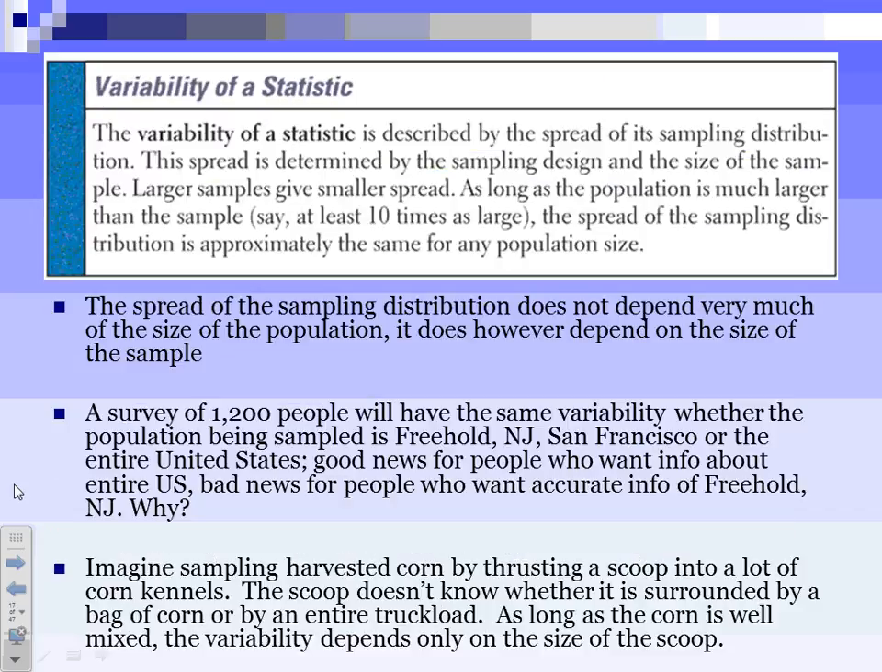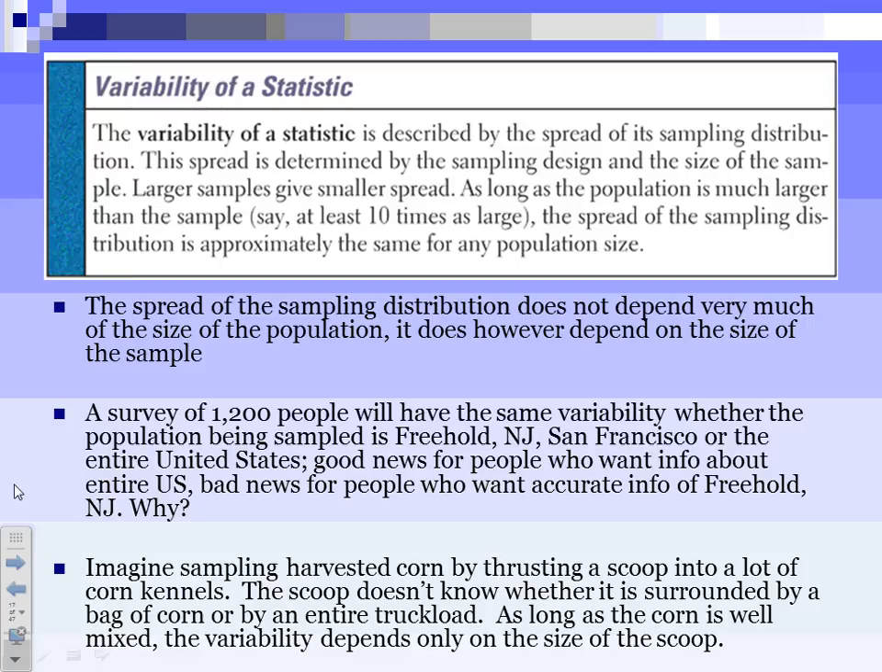Now, let's talk a little bit about the variability of a statistic. This is a little bit of a conceptual idea here. But basically, what we're going to prove here through a concept exploration is that as you increase the sample size, the variability, the standard deviation of your sampling distribution, is going to get smaller. Let's read here about the variability of a statistic. It says the variability of a statistic is described by the spread of its sampling distribution. This spread is determined by the sampling design and the size of the sample.